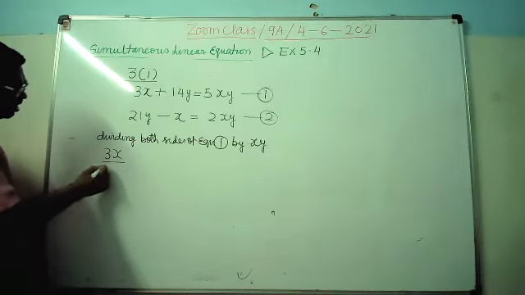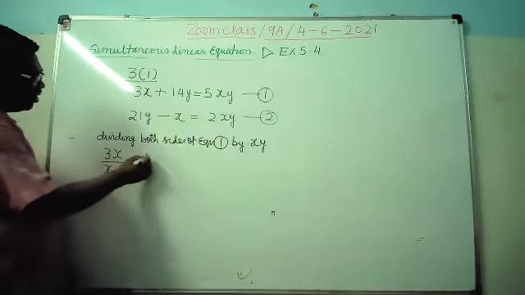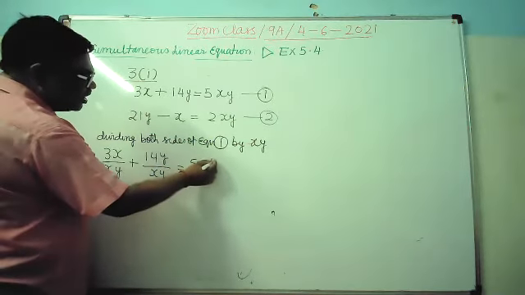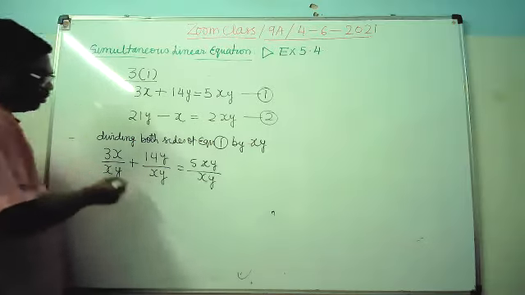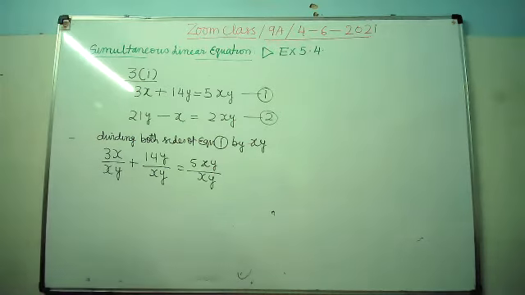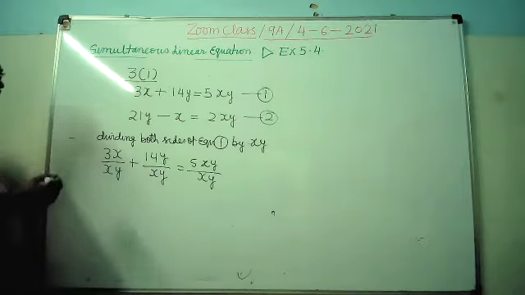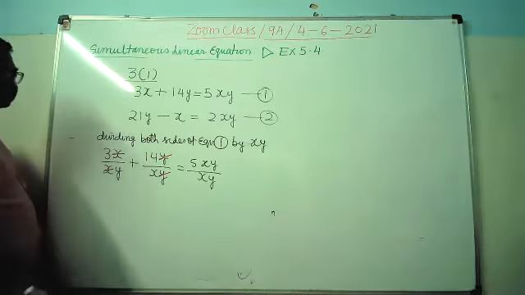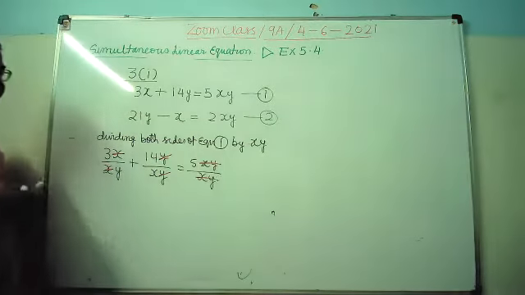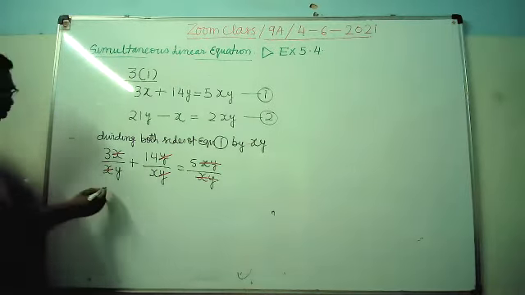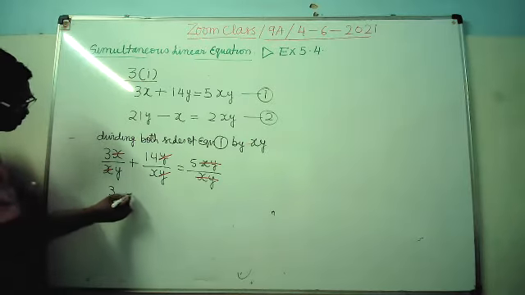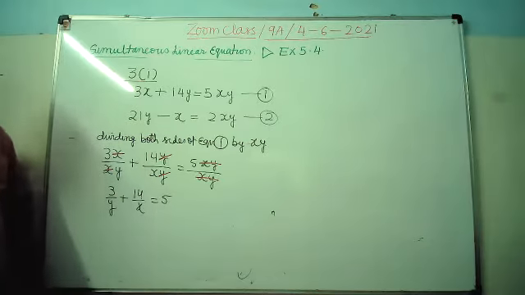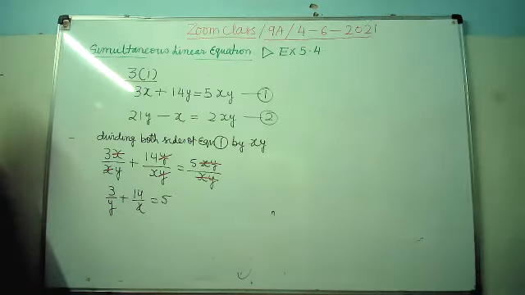So see here it is 3x upon xy. Every term will be divided by xy. When you simplify here, what will you get? Who can tell? Sir, x will be cancelled from 3x upon xy, y and y will be cancelled. And here xy and xy will be cancelled. So what will you get? 3 upon y plus 14 upon x equals 5. But first we write the term containing x.